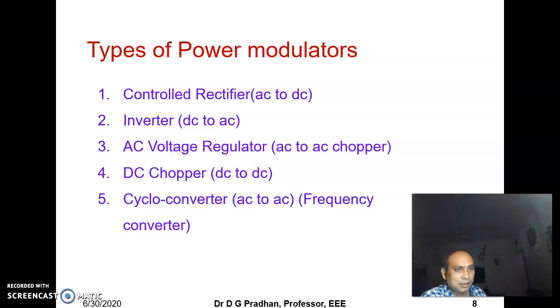Another is the AC voltage regulator, also known as the AC to AC chopper, or AC chopper, which converts fixed AC to variable AC. Then we have another converter, the DC chopper, a DC to DC converter. Then we have the cycloconverter, which will convert fixed voltage, fixed frequency AC to variable voltage, variable frequency AC.